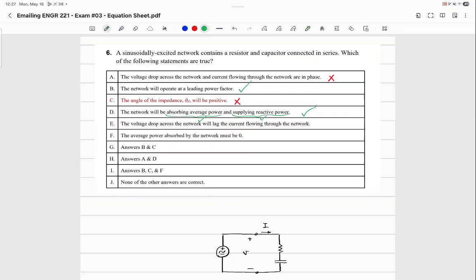This is correct too. The voltage drop across the network will lag the current flowing through the network. Yes or no? Why? It's a capacitor. In a capacitor, current leads voltage, so voltage lags current, right? The average power absorbed by the network must be 0. Definitely not, because there is some resistor. So you see that the question is wrong.